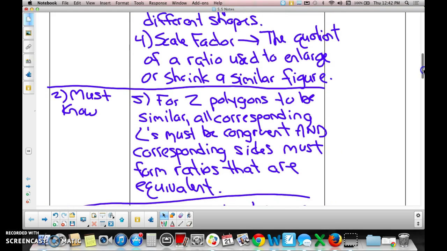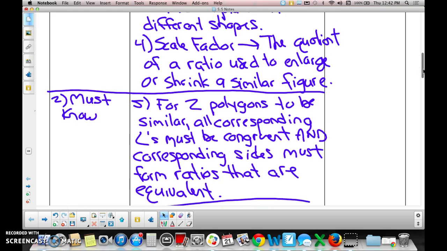Okay, what must you know? Who can read us the must know very loudly, Taruna? For two polygons to be similar, all corresponding angles must be congruent and corresponding sides must form ratios that are equivalent. Okay, you gotta know this. You gotta think about this. We talked about it. This is something you have to know for the final test.